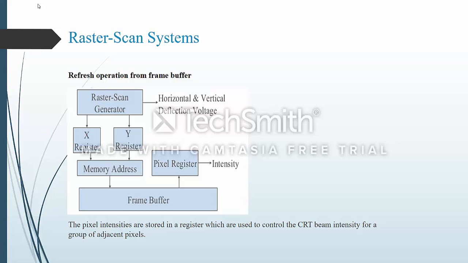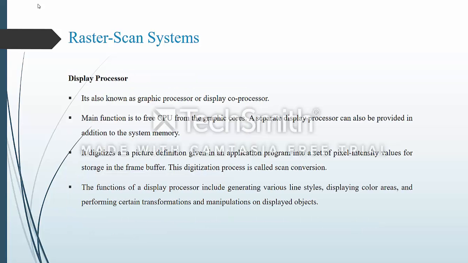Video controllers often contain a lookup table so that pixel values in the frame buffer are used to access the lookup table instead of controlling the CRT beam intensity directly. Display processor. It is also known as graphic processor or display coprocessor.